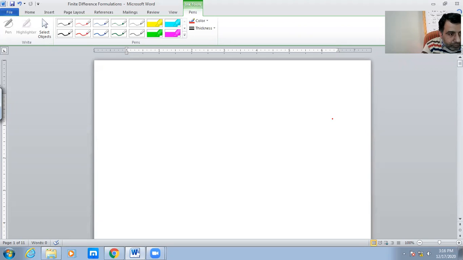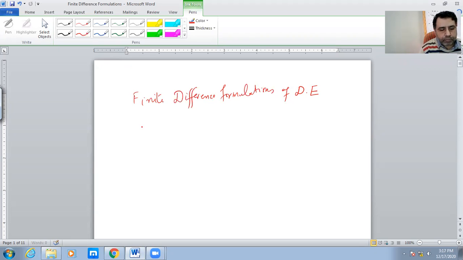Welcome to this lecture. Today we are going to start a new topic that is related with the finite difference formulations of differential equations. So a differential equation could be ordinary or it might be a partial differential equation. As you know, differential equations model a continuous phenomena.